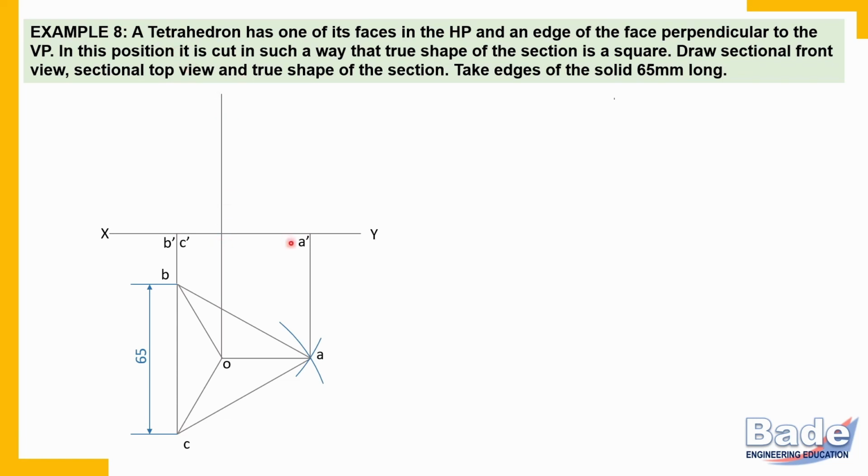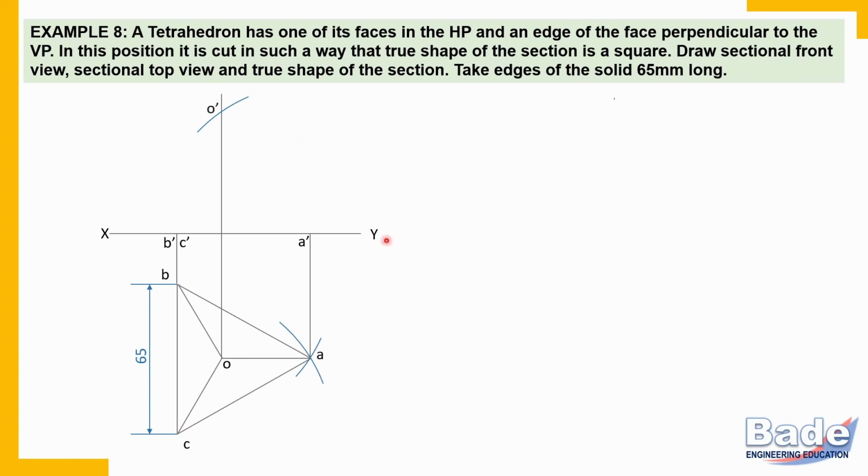Remember, when the length of face edges is given, check which face edge is showing true length in the front view. If the top view is parallel, then the front view shows true length. So check OA, OB, OC. These are the 3 face edges. OA, this edge has its top view parallel to the XY line. It means the front view of this edge shows true length. So from A dash, use the 65 millimeter true length of the edge and get the apex. So this is how we have located the apex in the front view.